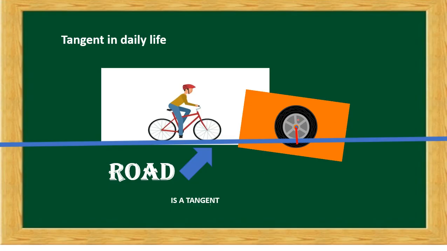This road becomes a tangent line to this wheel, the wheel of the cycle or the wheel of a car. So whenever any vehicle runs on the road, the road is the tangent to the wheel of the vehicle, and this perpendicular line which intersects the road at this point is known as the point of contact. So I hope you understand the concept of tangent and secant.